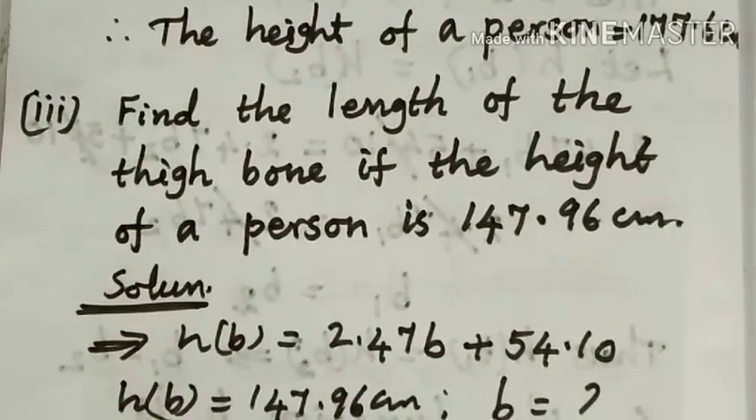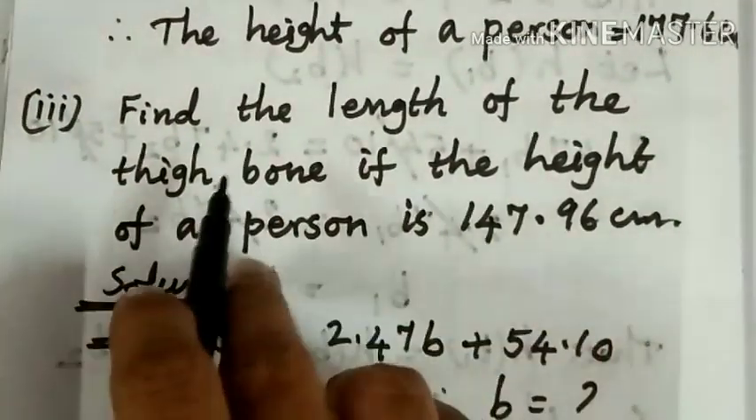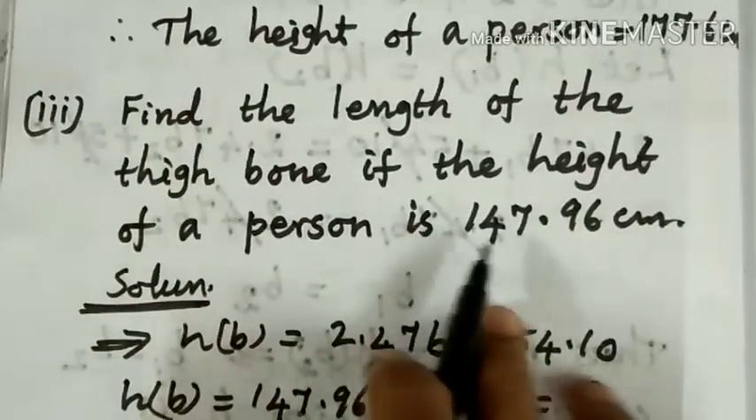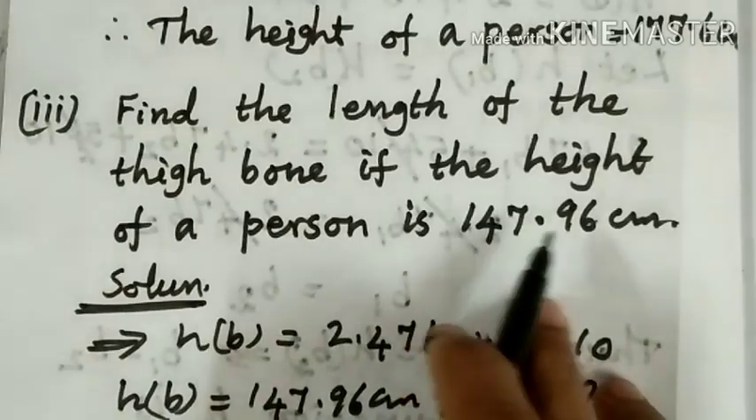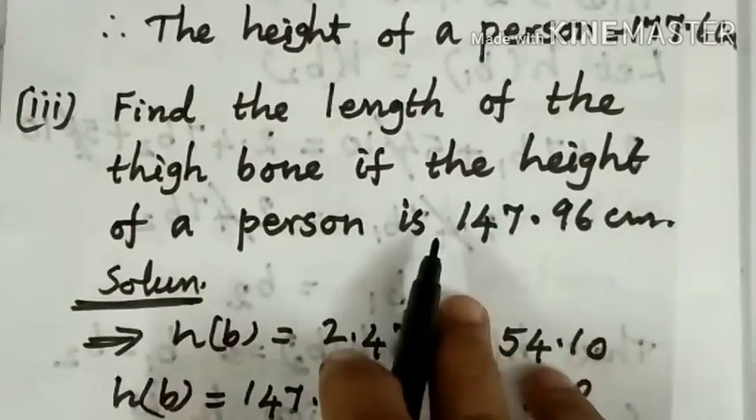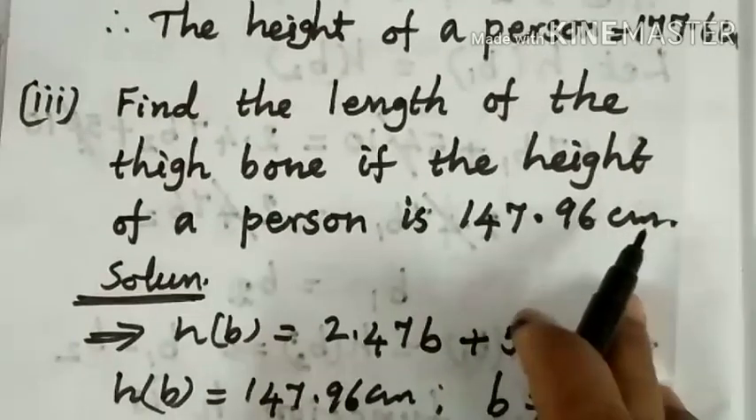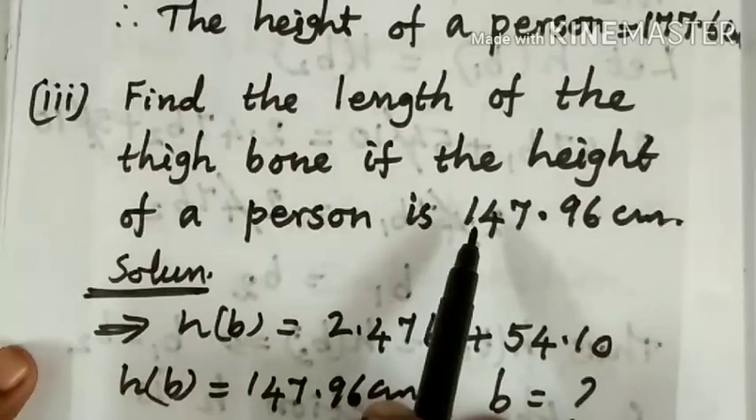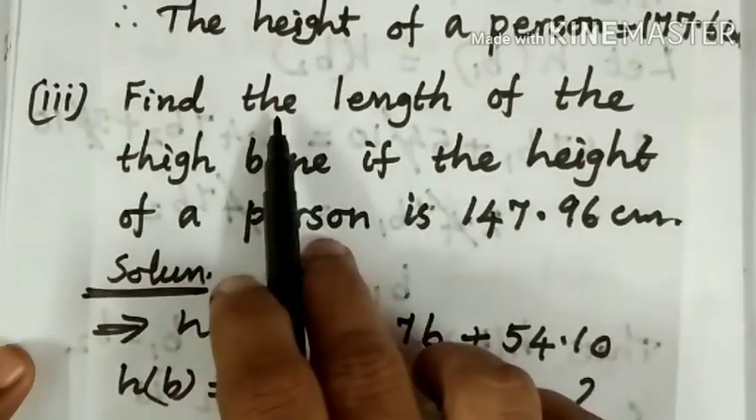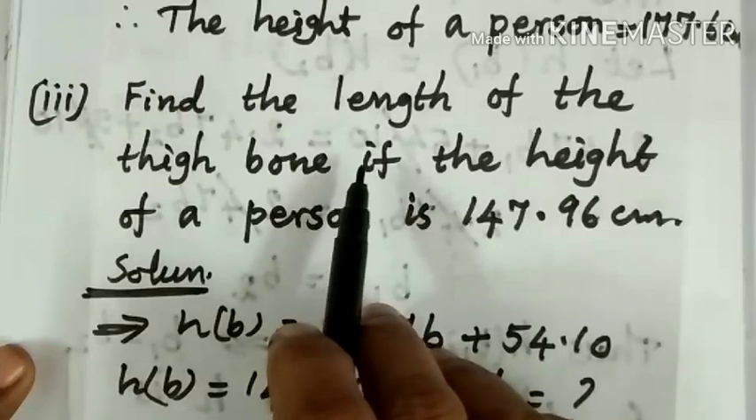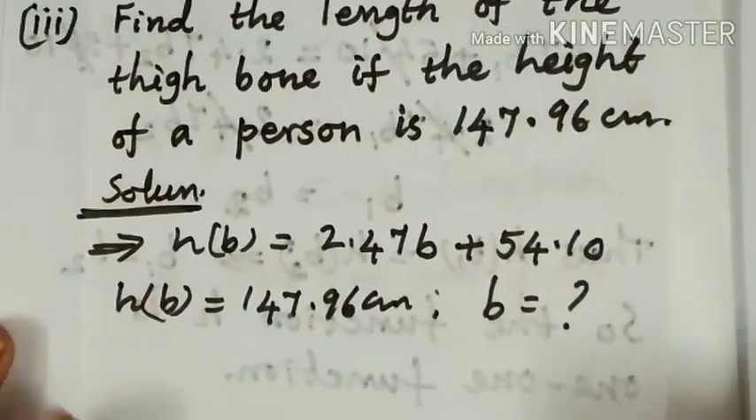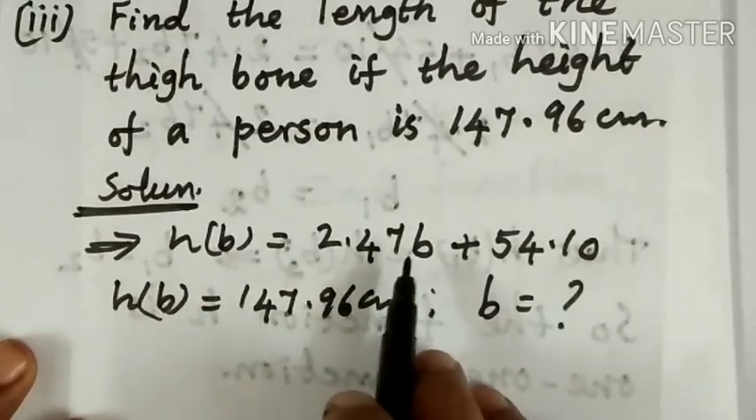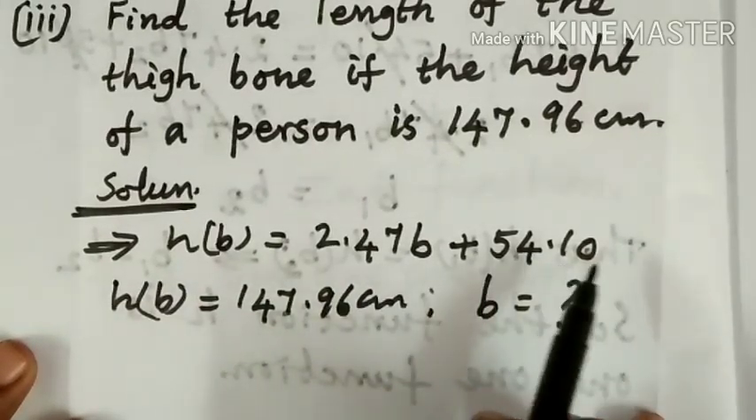Now we see the third subdivision. Find the length of the thigh bone if the height of a person is 147.96 centimeter. In this question, height of a person is given. We have to find out the length of the thigh bone. Solution. First you write down the given function h of b equal to 2.47b plus 54.10.